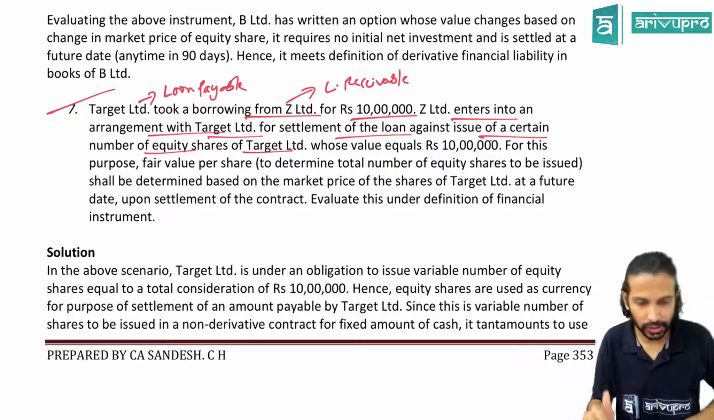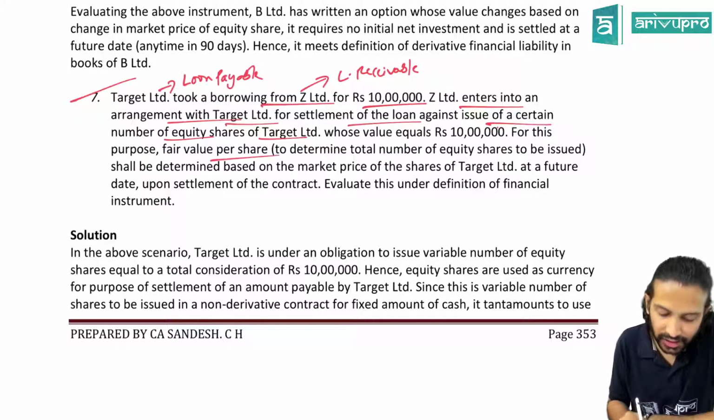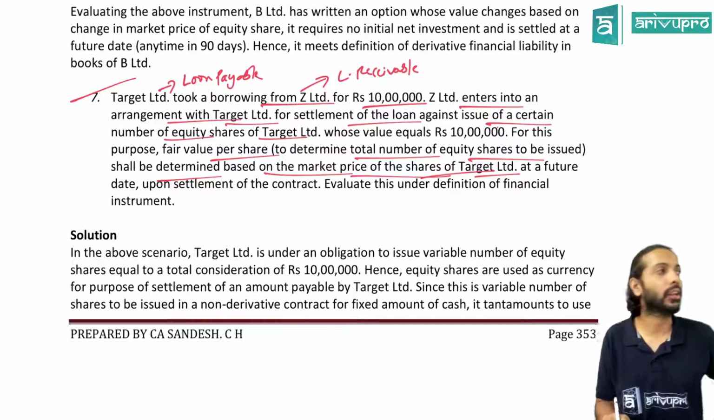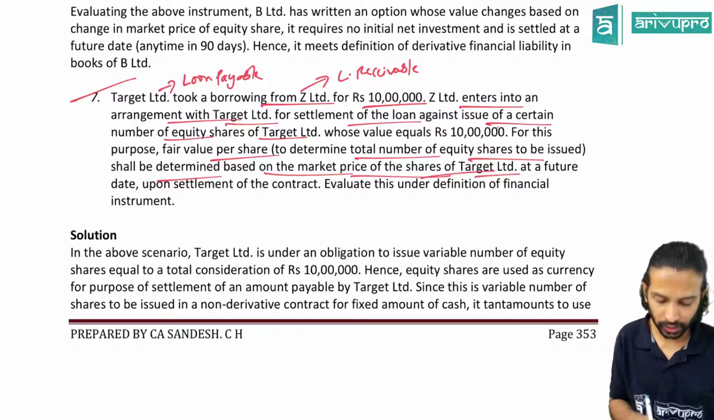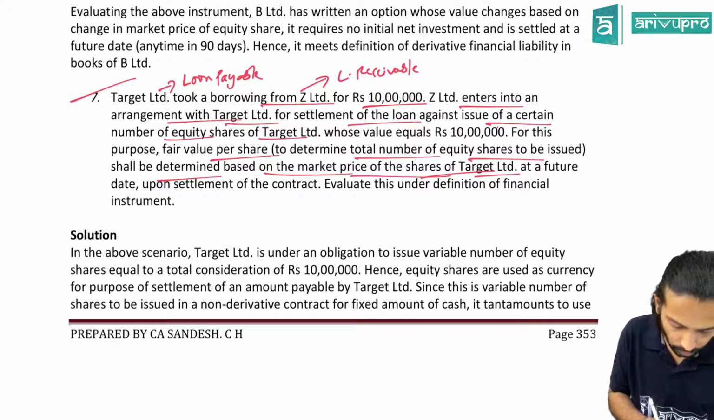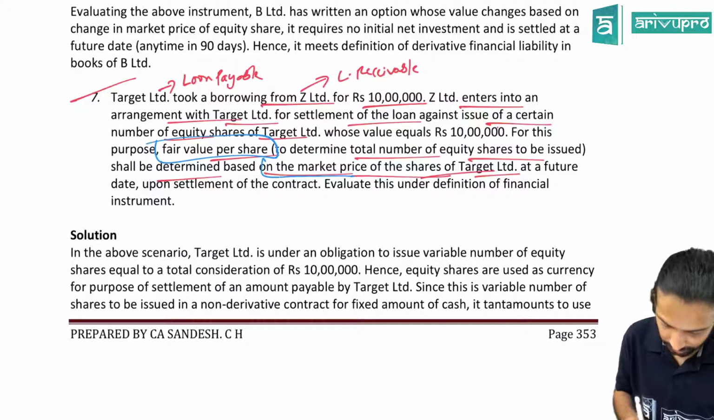Okay, let's read it. For this purpose, the fair value per share to determine the total number of equity shares to be issued shall be determined based on the market price of the shares of Target. Underline those words. Underline the words fair value per share, and underline based on market price of the shares at a future date. That is the keyword here.